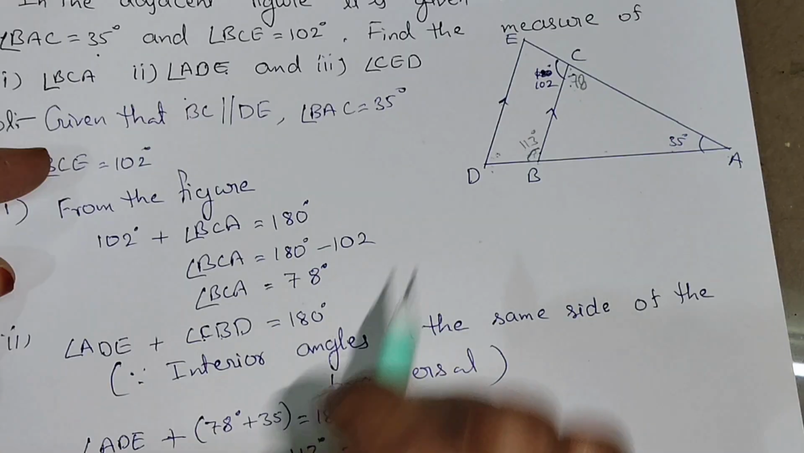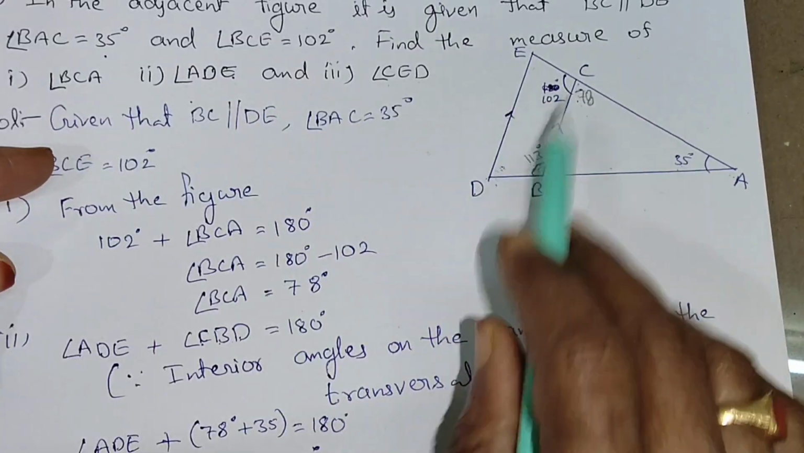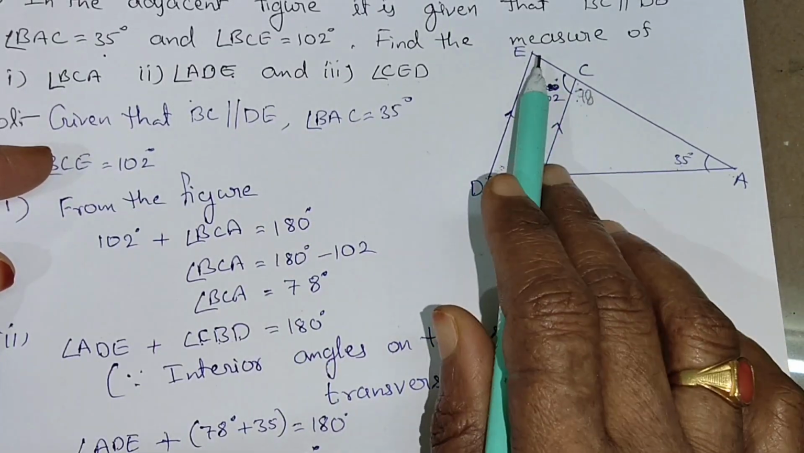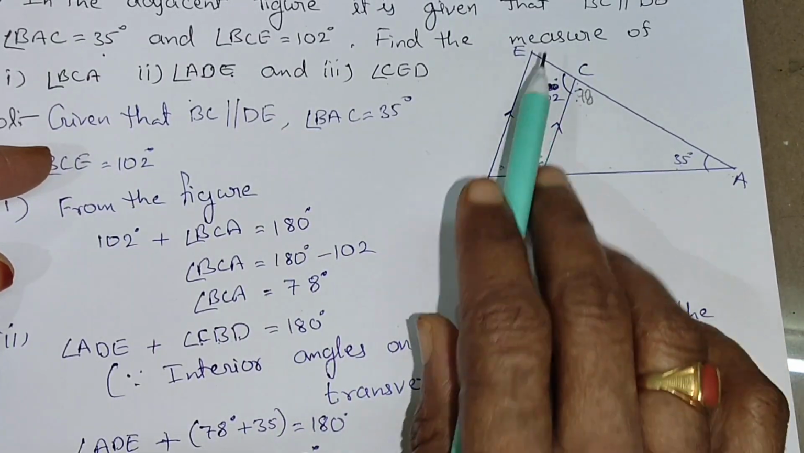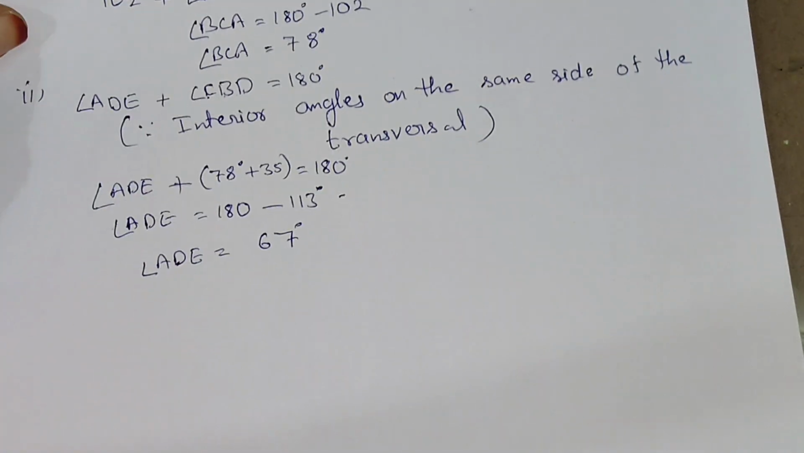Now the third one is asking angle CED. Here these two are the parallel lines, and EC is a transversal. So these two angles are equal. So we write that one.